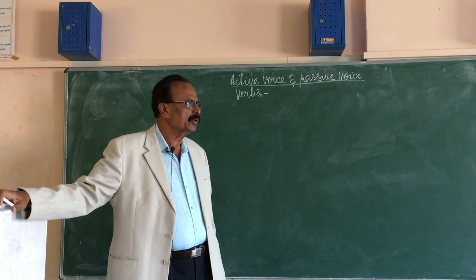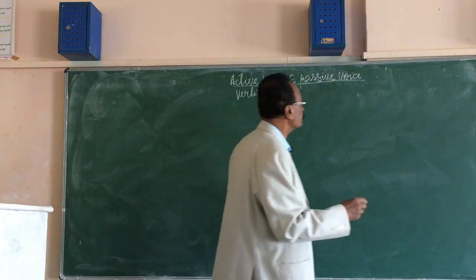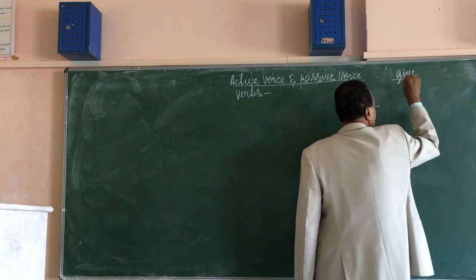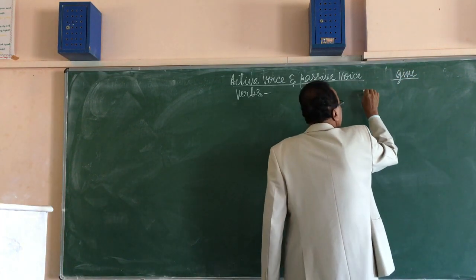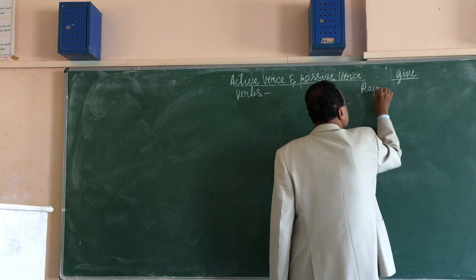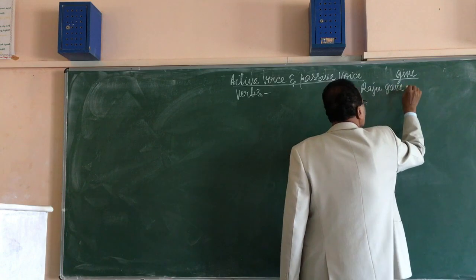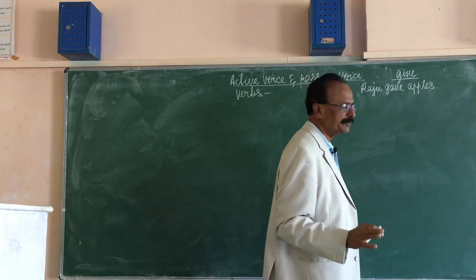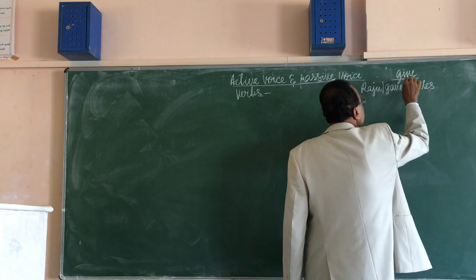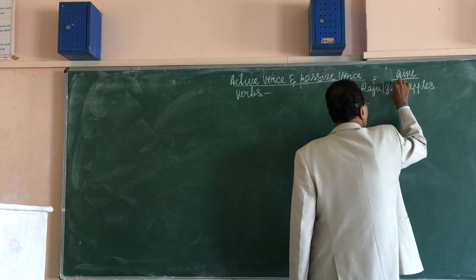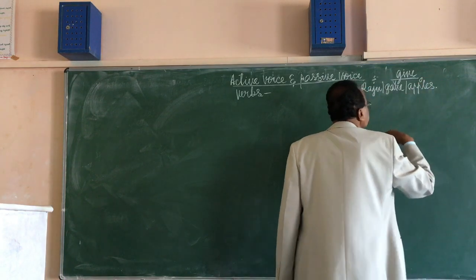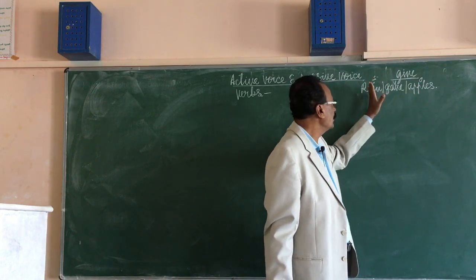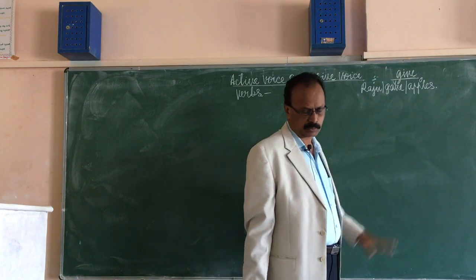Now, I give you a verb. Take for example, or give for example, or write for example. Give is the verb. Look at this sentence. Raju gave apples to whoever it is. Here, Raju is the subject, gave is the verb. Apples is the object. It is very clear here that subject and object are always nouns or noun phrases or pronouns.